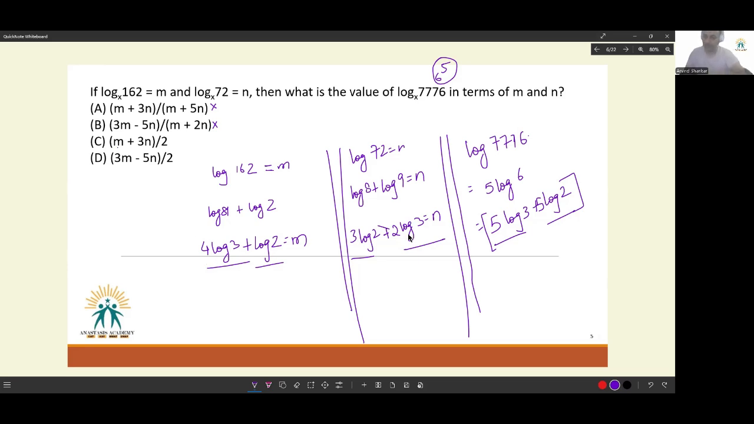Let's look at m plus 3n. 4 plus 6, 4 plus 6, 10 log 3. Denominator has 2. Ooh, I will get a 5 log 3. This seems promising. Let's also look at log 2 now.